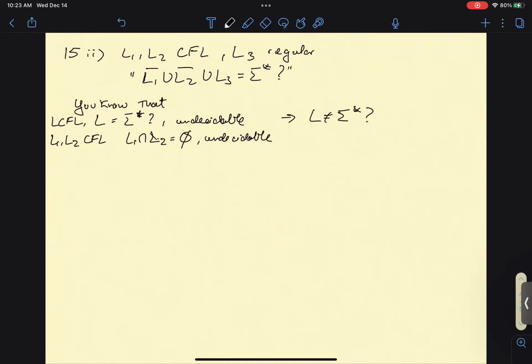What I wrote at the right is the complement, right? If a language L is undecidable, then its complement must also be undecidable. Otherwise, you could just flip the outputs of the algorithm that decides L complement, and then you would have an algorithm that decides L, right? So if L is undecidable, then so is L complement.